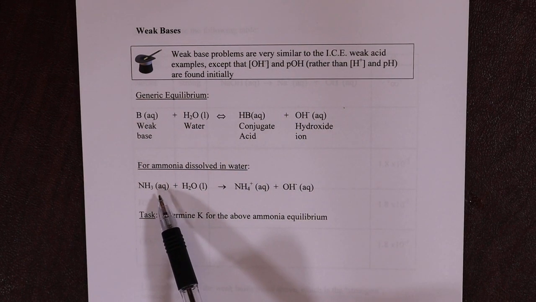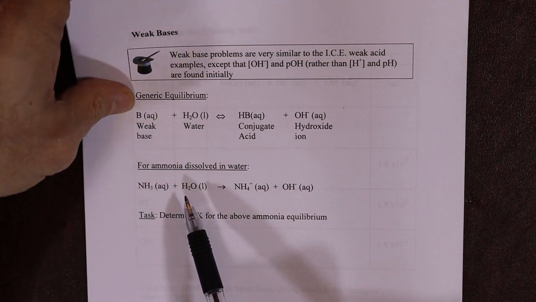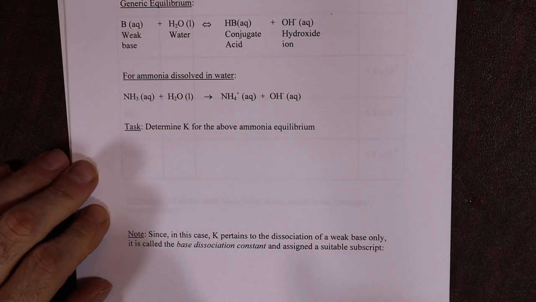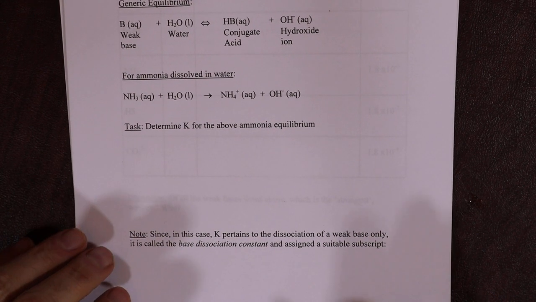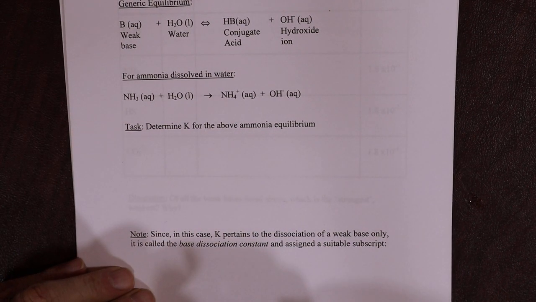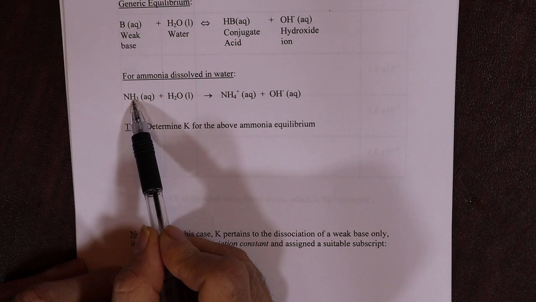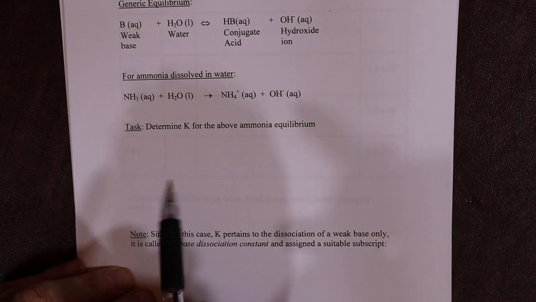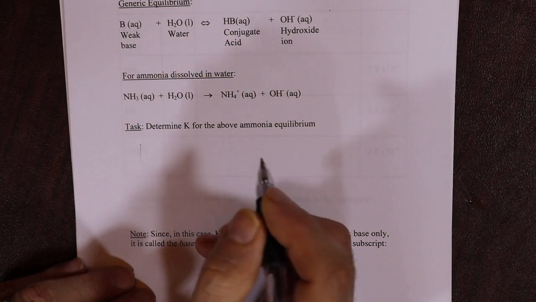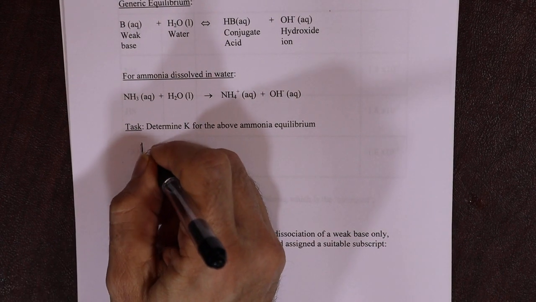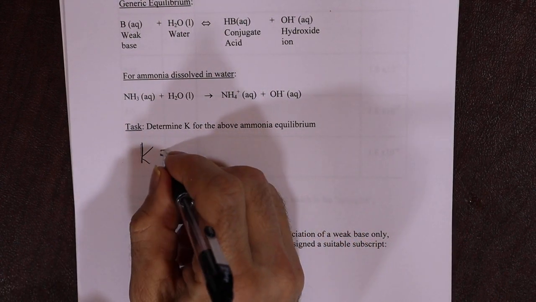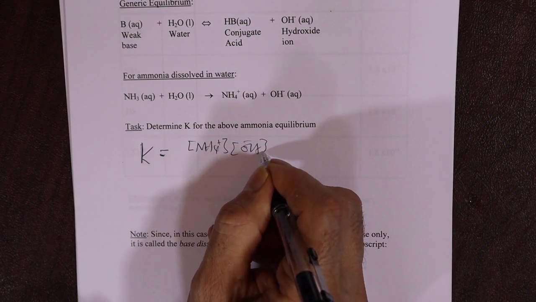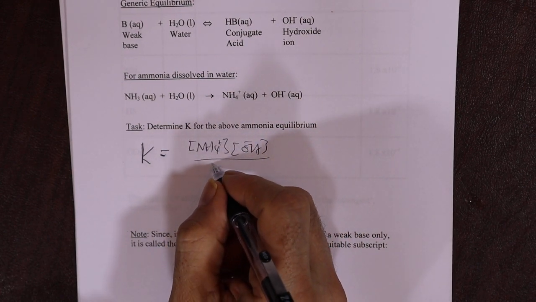Okay, so the classic example is of course ammonia. Ammonia is the weak base poster child, so to speak. We'll do a similar kind of work through like we did with the acids. We'll determine an equilibrium constant expression. So we have ammonia, which is a base, picks up a proton from water to make ammonium and hydroxide in solution. If I do a simple K expression, K equals products over reactants.